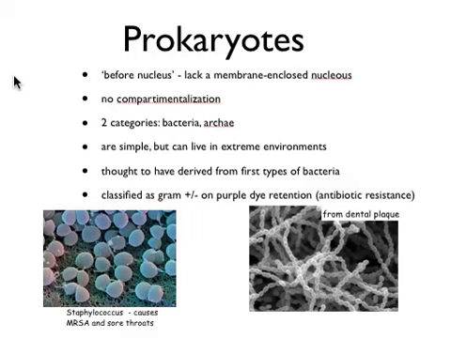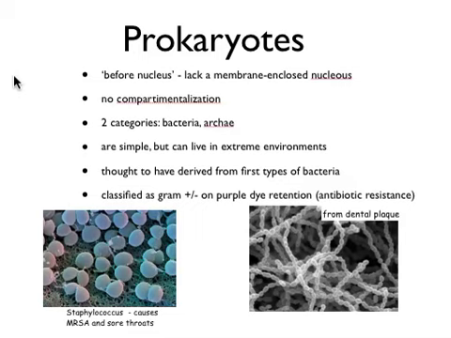For example, in eukaryotic cells, we have the membrane-enclosed nucleus, the Golgi apparatus, all these different compartments within the cell, but the prokaryotic cell doesn't have any of that, which means that it's much more simple. But it can live in extreme environments, so it's much more adaptable than eukaryotic cells, relating to survival in extreme environments. There are two categories of prokaryotic cells, bacteria and archaea.